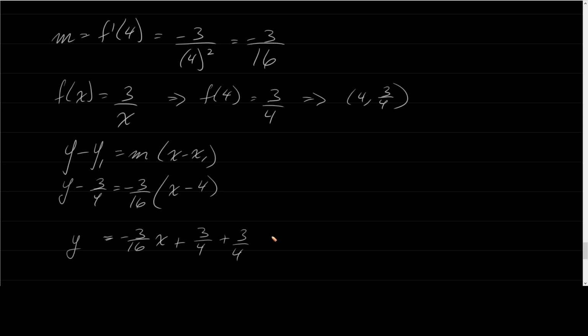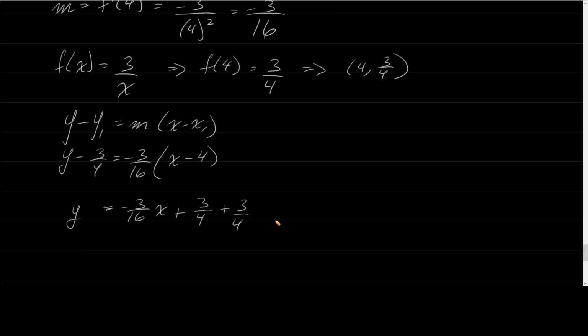So this tells me now that my equation is going to be negative 3/16 x plus 6/4, which is really 3/2, right? 3/4 plus 3/4 is 6/4, and that reduces to 3/2. Now that's the equation of our line. Now let's see visually what we just found.